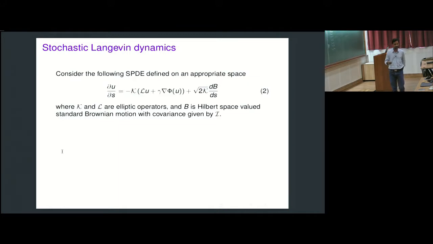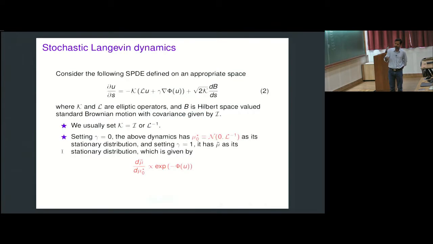Okay, most of the time, trace class is good enough when you have K inverse. K is trace class and L inverse. So that's what I write here, that K is usually set to be identity or L inverse, depending on the setup. And we will always take K to be L inverse. L, most of the time, is usually taken as some sort of a Laplacian, your favorite Laplacian in your favorite space.